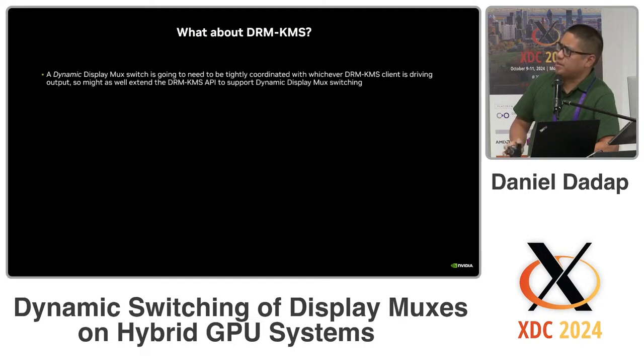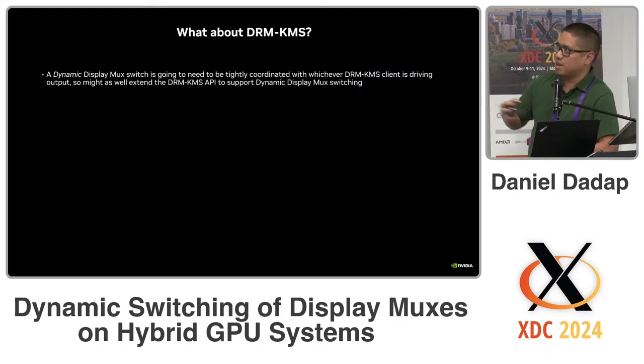And why DRM-KMS makes sense here is because, when we're contrasting a dynamic Mux switch from a non-dynamic one, the difference is that in a dynamic switch, you're actively driving the output. And what's driving the output is going to be a DRM-KMS mode setting client. And that client is actually going to need to coordinate a lot of the stuff around the Mux switch anyway, so we might as well extend the DRM-KMS API to support dynamic Mux switches.